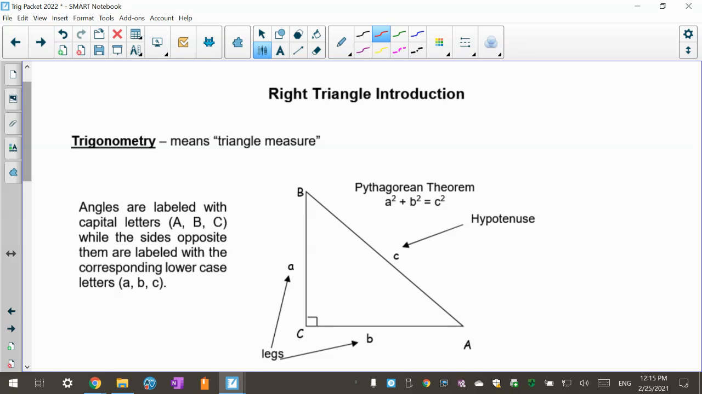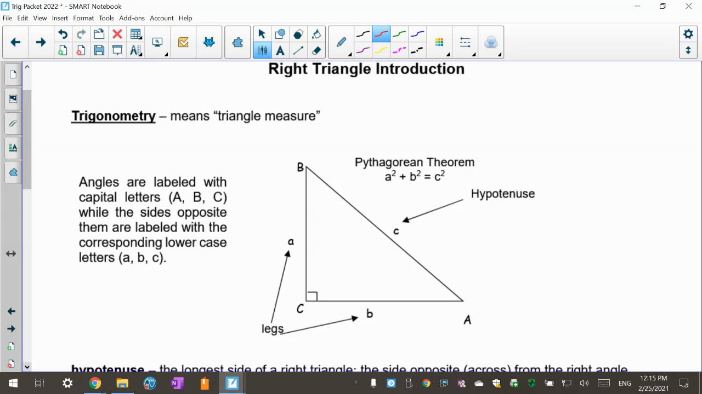So there's a few things that I wanted to go over about this. When I label the right triangle, here's my right angle, typically you will see that it's letter C. I want you to realize that I have capital letters A, B, C. They are the angles, while the sides opposite are labeled with corresponding lowercase letters. So you'll see across from the capital C is a small c, across from capital B is a small b, across from capital A is small a. I just wanted you to see how we label that.